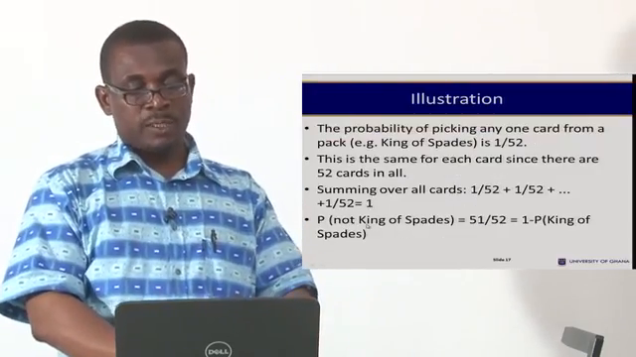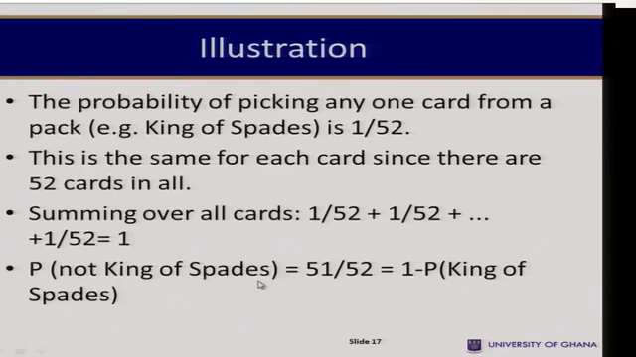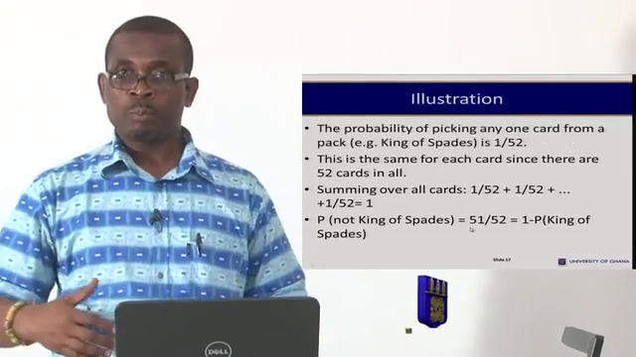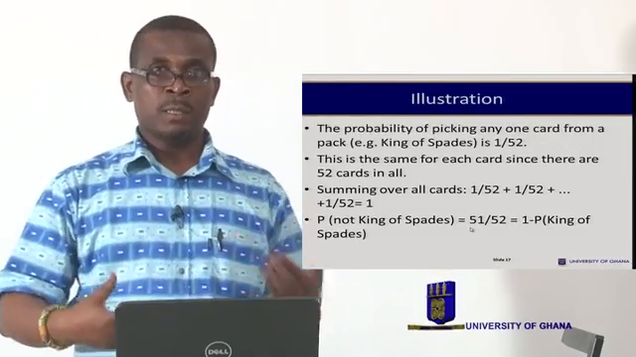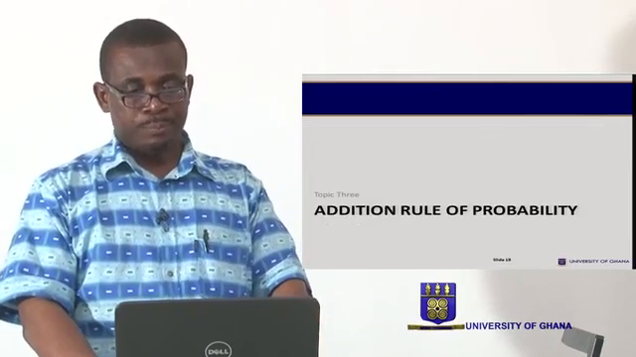That is the property that we looked at earlier. And then the second one, which says that the probability of not king of spades will be equal to 51 over 52. You can write that as 1 minus the probability of king of spades, because the probability of king of spades is 1 over 52. So 1 minus 1 over 52 gives you 51 over 52. So these are the ways to illustrate those properties that we looked at earlier.